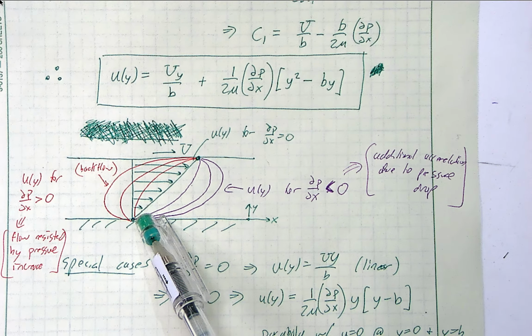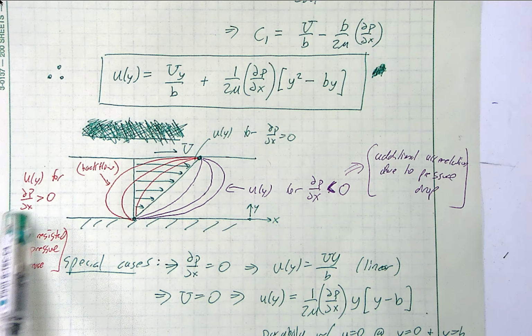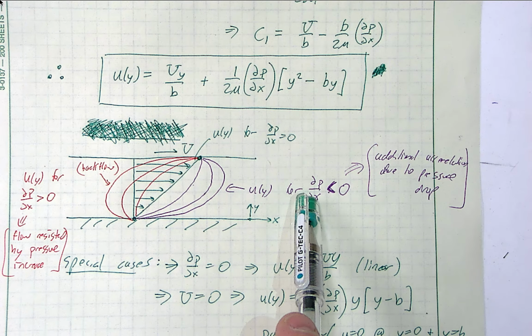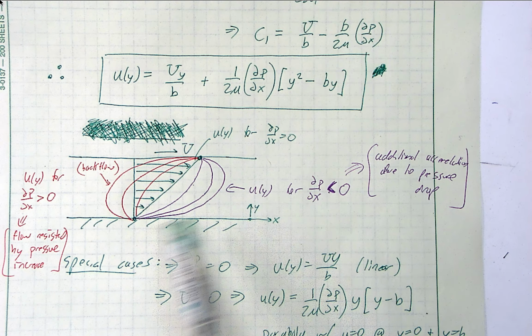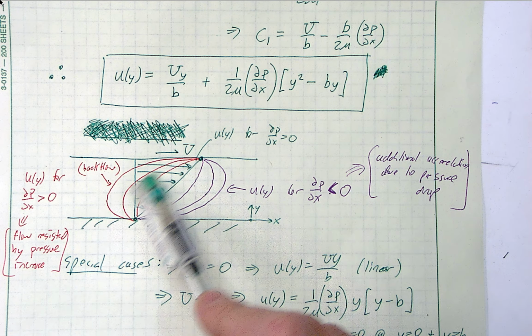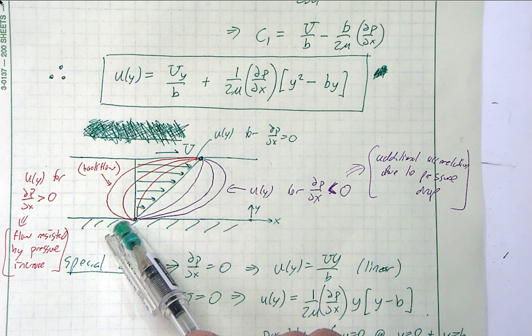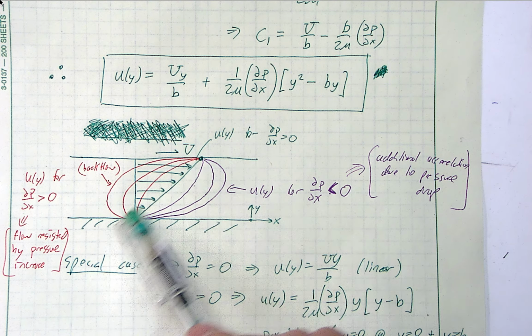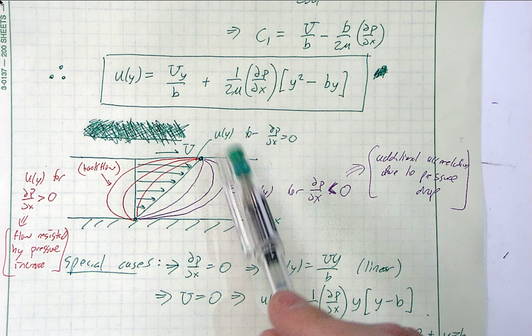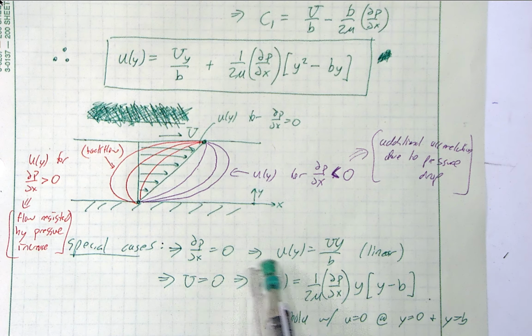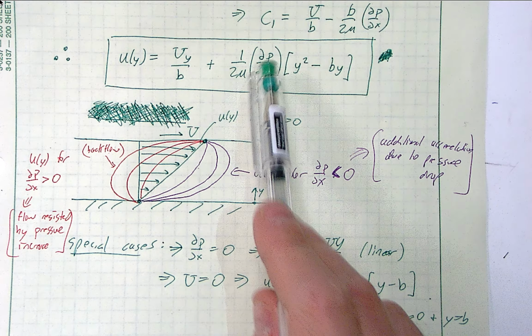but it must still stick at the two walls. If instead the pressure gradient is positive, so now the flow is going into a higher pressure region, there's going to be a resistance to the flow which acts like a drag on the velocity profile, and actually you can get a backflow in certain regions. But again, the flow sticks at the two walls. So the special case, if dp dx is equal to 0, we just get this linear profile, as we said.